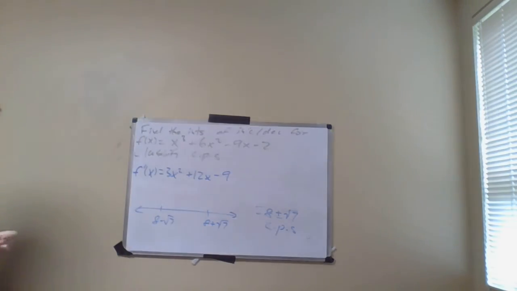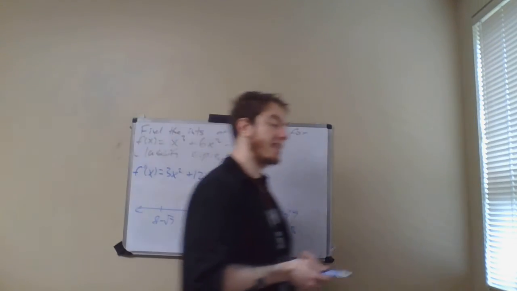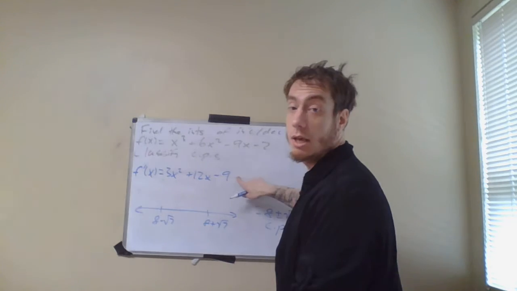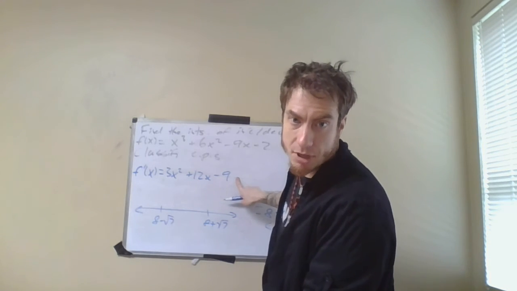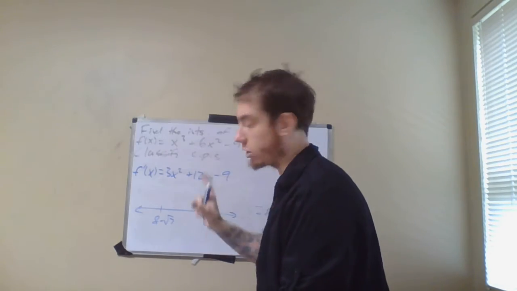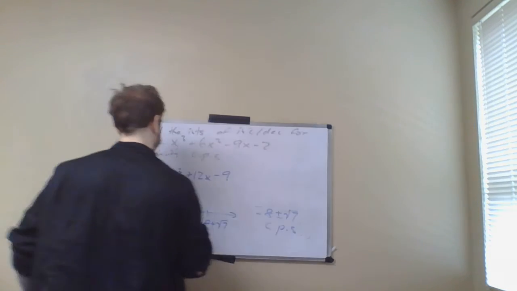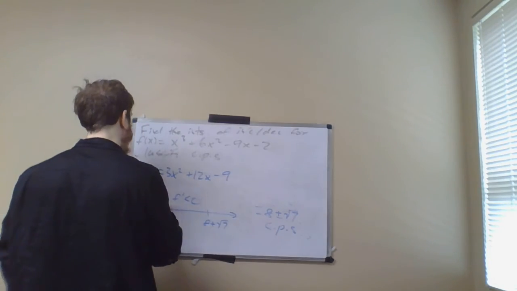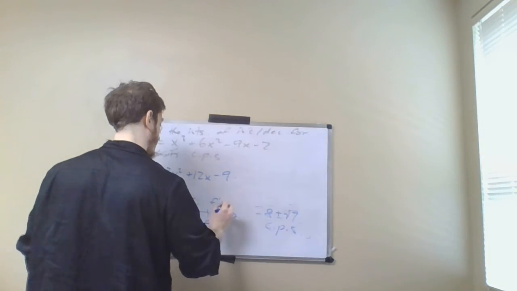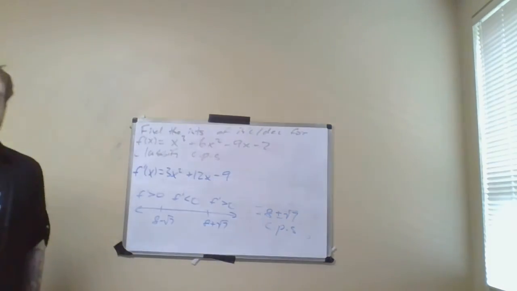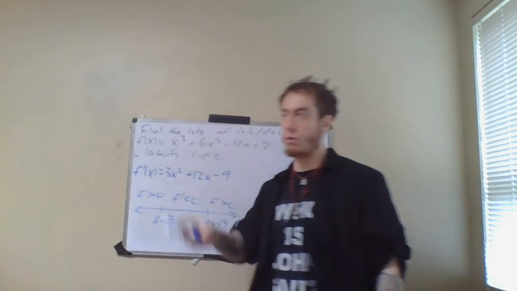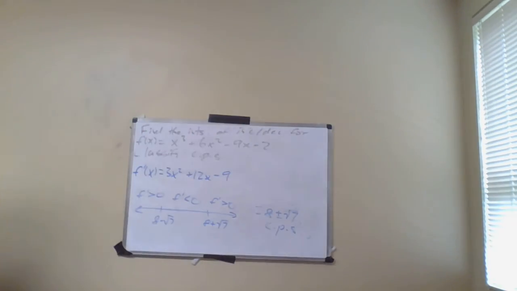Now, we could go ahead and we could use test points. But once again, I could also just argue that, look, this derivative is a parabola. It opens upwards. Therefore, it has to be negative in the middle, and it has to be positive on the ends. Because that's what parabolas do. They cross the axis twice, or they don't cross it at all, and that's it.